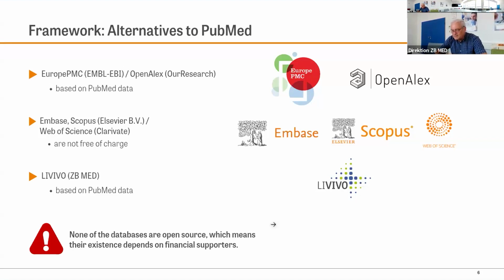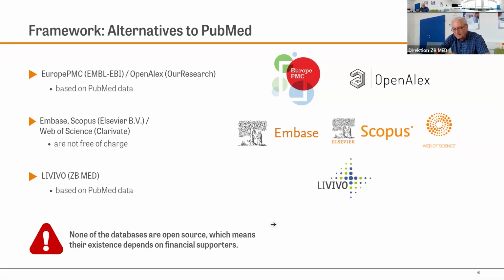Then there's Embase, Scopus, Web of Science, which are delivered by companies. And certainly we don't see this as the same. The companies certainly have their purpose to do so, but they're not free of charge. So that's not the same thing. Getting access to it would require licenses and payments. And so our belief is that there should be, again, and in the future, an open solution.